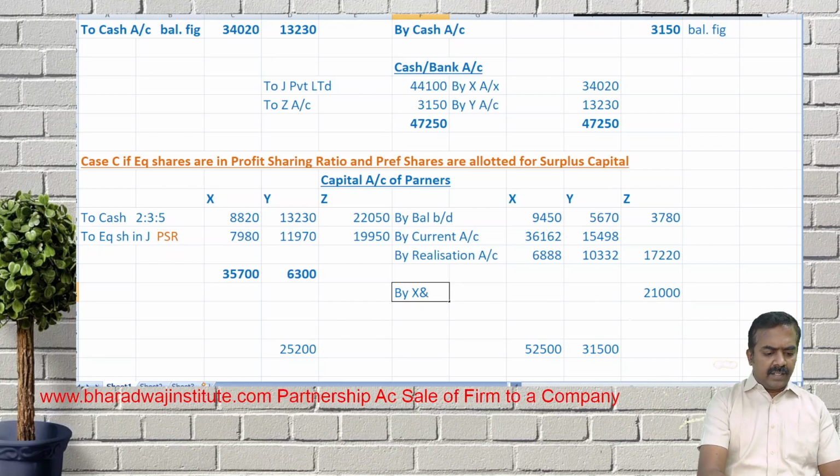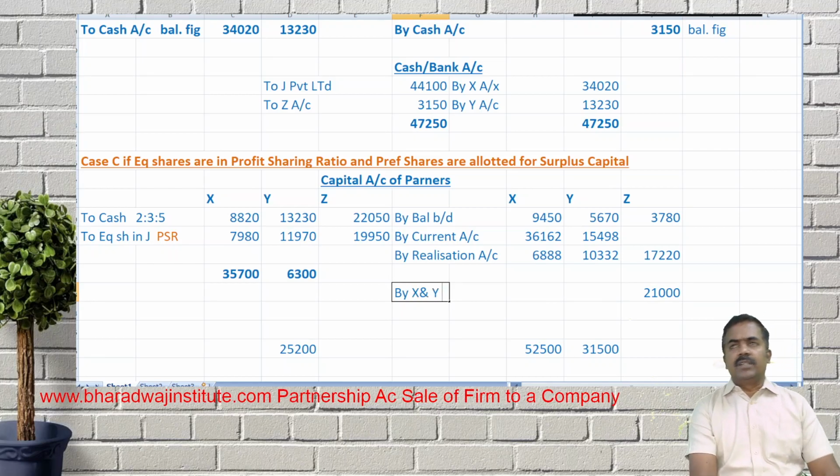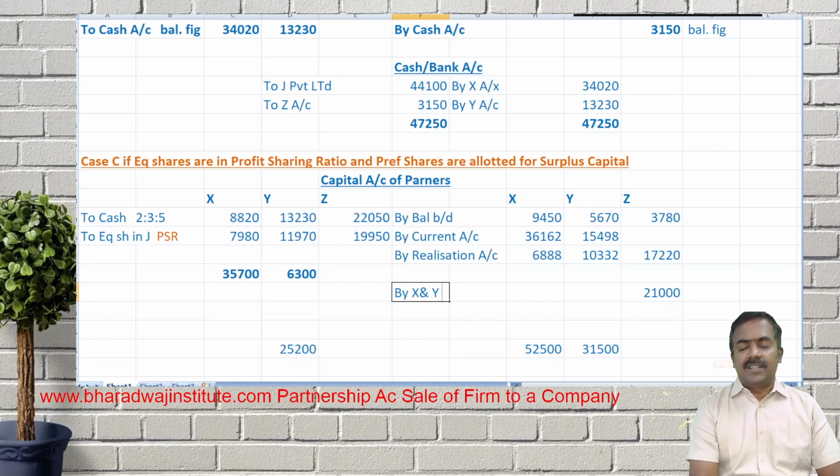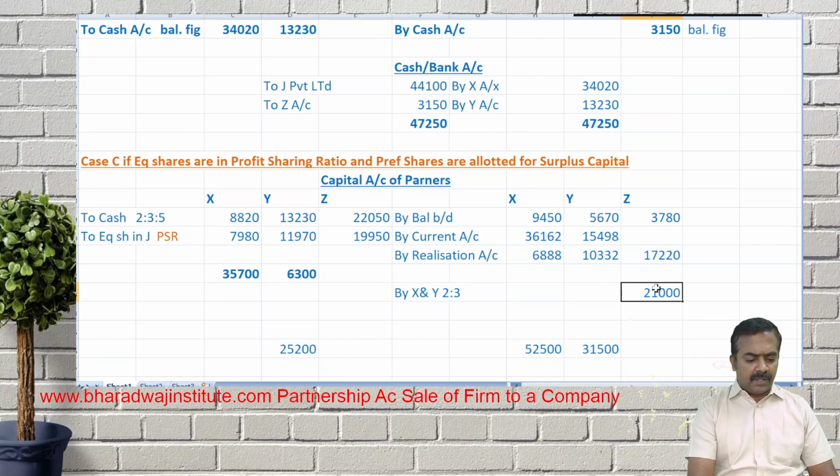X and Y. It is not a dissolution. It is not a realization loss. It's not a capital loss also. It's just a deficit, an internal adjustment. It will be shared in the profit sharing ratio. What is the profit sharing ratio between X and Y? 2:3. The 21,000 is distributed in the 2:3 ratio.